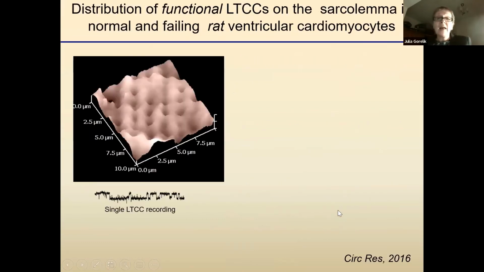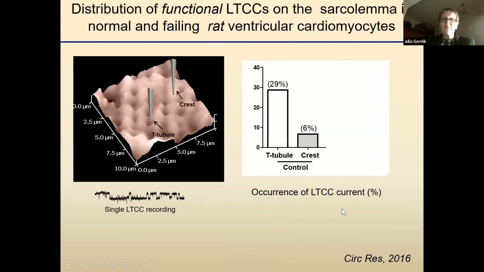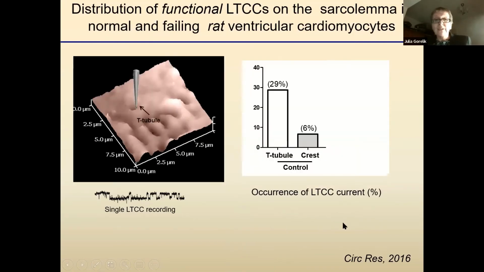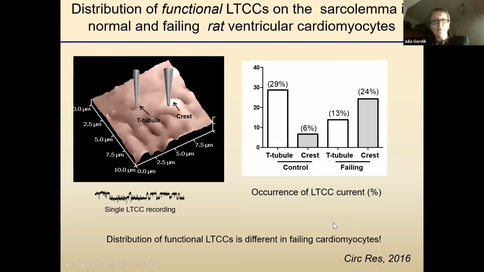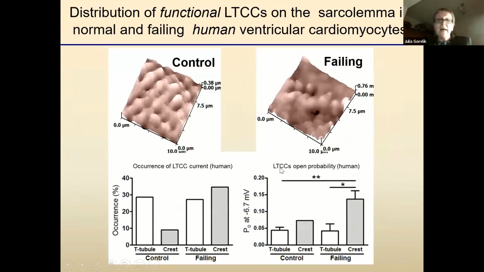What happened in this heart failure? It's very interesting. We found when we use our model of myocardial infarction, 16 weeks of coronary ligation, the distribution of functional LTCC is different in failing cardiomyocytes. We found in rat and human also, in failing cells we have a lot of channels in the crest, and these channels have enormous high open probability only in the crest.